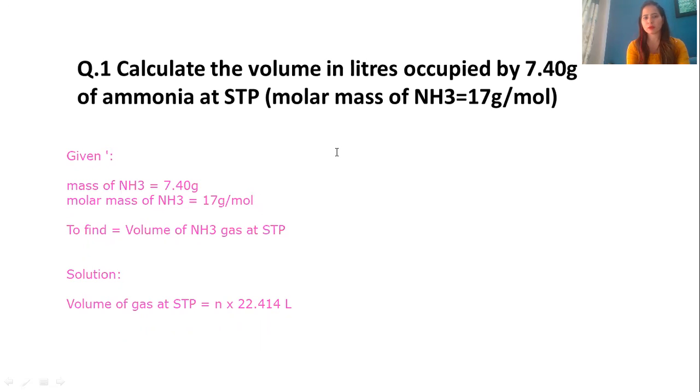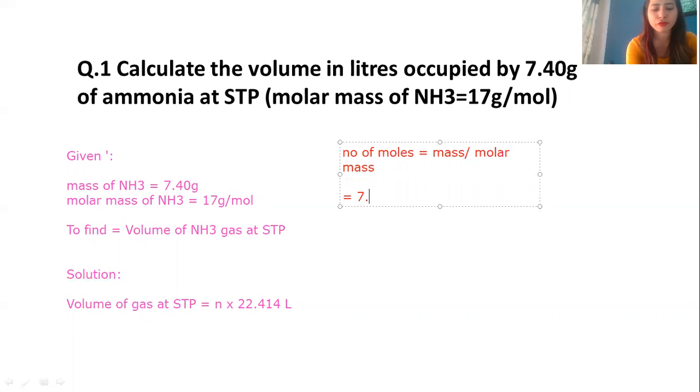Now we know the formula for number of moles. Number of moles is equal to mass upon molar mass. Means I can simply say it is equal to 7.4 divided by 17. So when you solve this, 7.4 divided by 17 gives me 0.435. We have got number of moles.